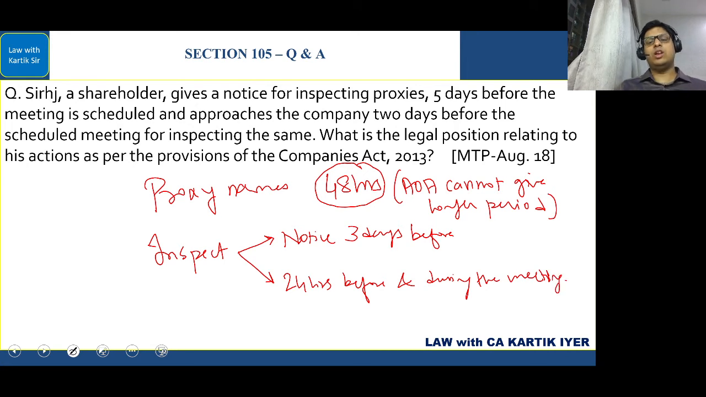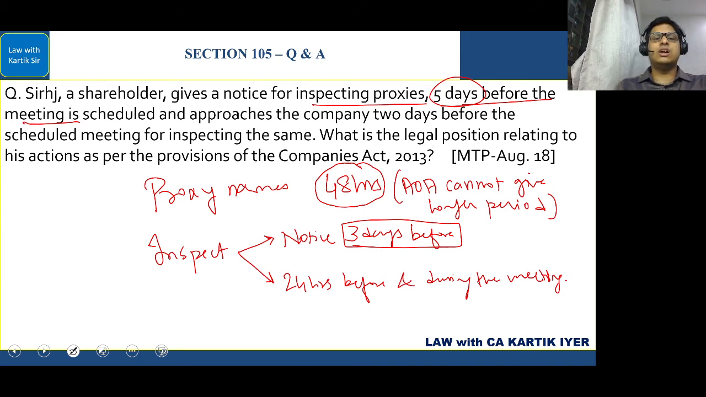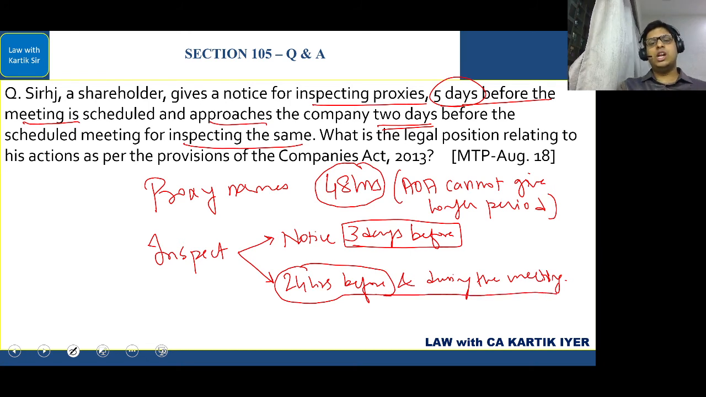There is no problem. Now, this you should know in relation to the proxy part, that is, when the proxy name should be given, and in relation to inspection. Now you will find this question very easy. See, Siraj, a shareholder, gives notice of inspecting proxy 5 days before the meeting is scheduled. Notice had to be given 3 days before, so that is correct in this case. The answer is yes. And he approaches the company 2 days before the scheduled meeting, saying that, see, I want to inspect. Is it allowed? The answer is no. He'll only be allowed to inspect 24 hours before and during the meeting only. He'll not be allowed to inspect before that. So that is what the legal position is.